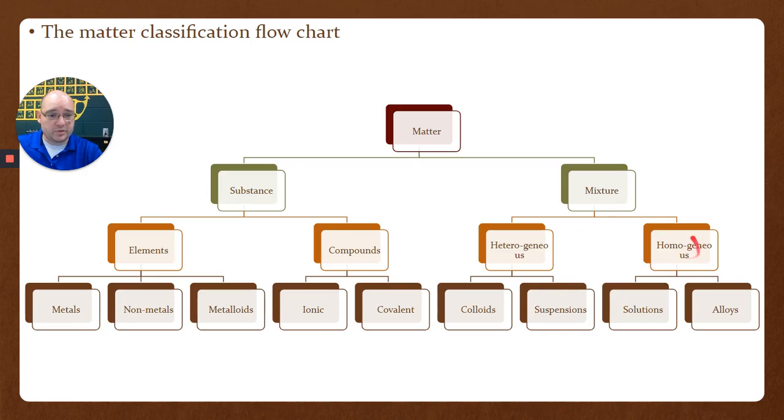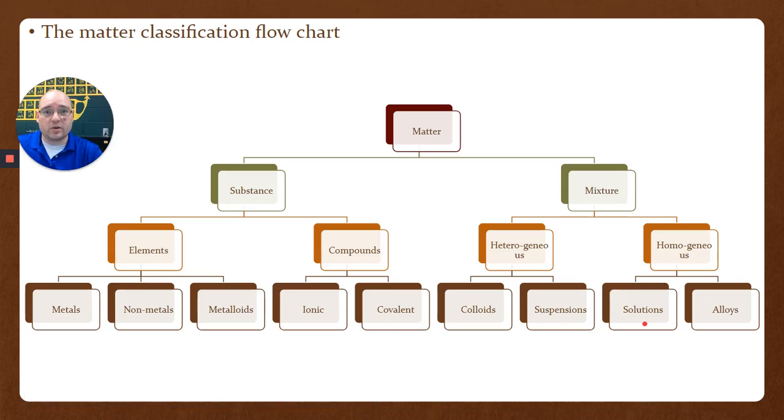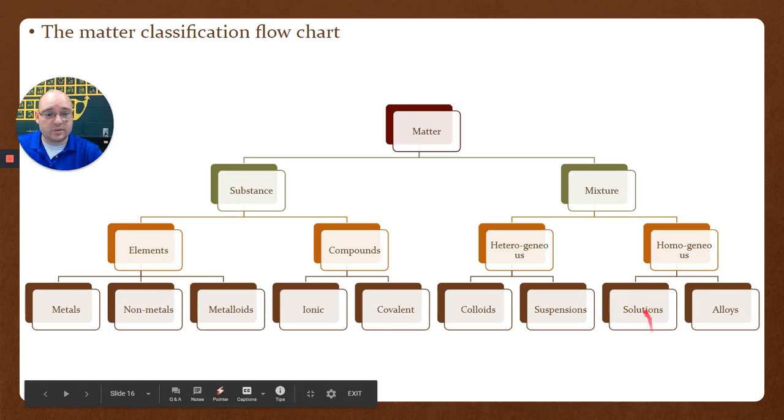Then you have homogeneous mixtures. Homo meaning same, so they look the same throughout. Homogeneous mixtures are either solutions or alloys. Most of the time that we're going to deal with solutions, they are things dissolved in water. A solution is a homogeneous mixture, and alloys are mixtures of solids, usually metals.